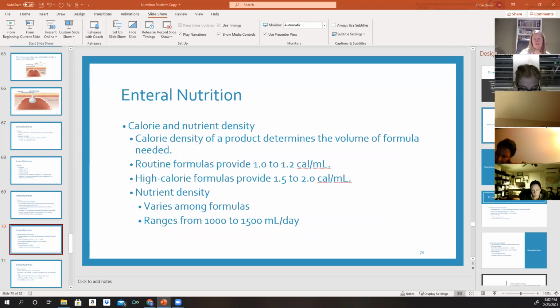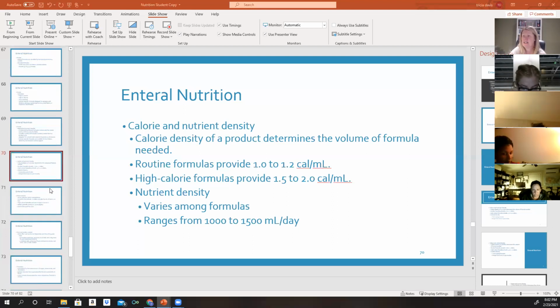These formulas are very calorie and nutrient dense. The calorie density of a product determines the volume of the formula that's needed. So routine formulas usually provide 1 to 1.2 calories per mL of formula. High calorie formulas are going to provide 1.5 to 2 calories per mL. And then your nutrient density is going to be very different depending on the formulas.